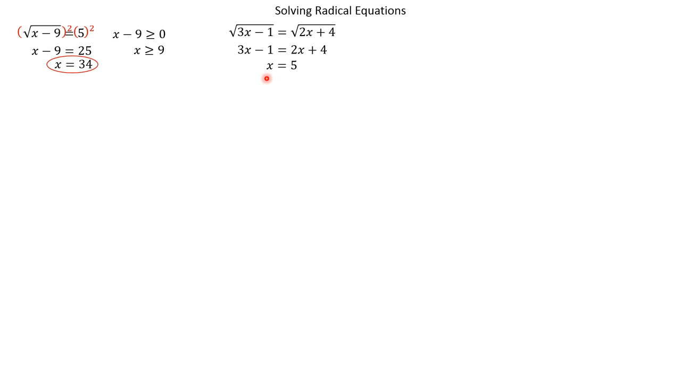The other way, we could find the domain. Over here, 3x minus 1 has to be greater than or equal to 0. Add 1, then divide by 3. So x has to be greater than or equal to 1/3, which 5 is. Over here, 2x plus 4 has to be greater than or equal to 0. Subtract 4, divide by 2. X has to be greater than or equal to negative 2, which 5 is.